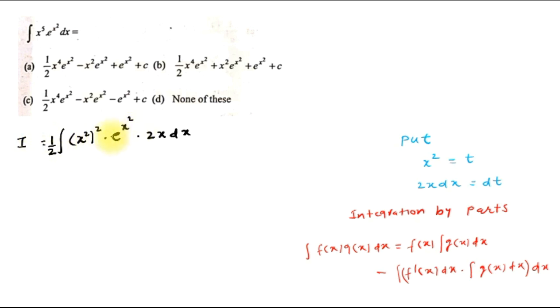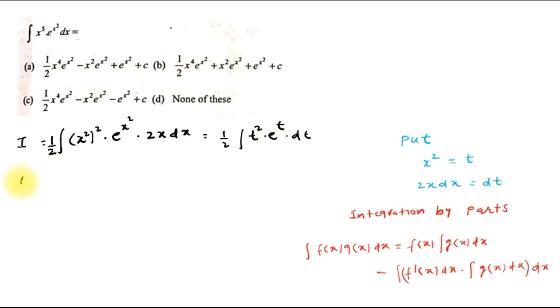Now if we assume that x square is equal to t, then the above integration is equal to half integration of t square into e to the power t dt, since 2x dx is dt. That's why we multiply here by 2 and divide by 2. Now this integration is a product of two functions, one algebraic and the other exponential. So we use integration by parts, whose formula is written downside.